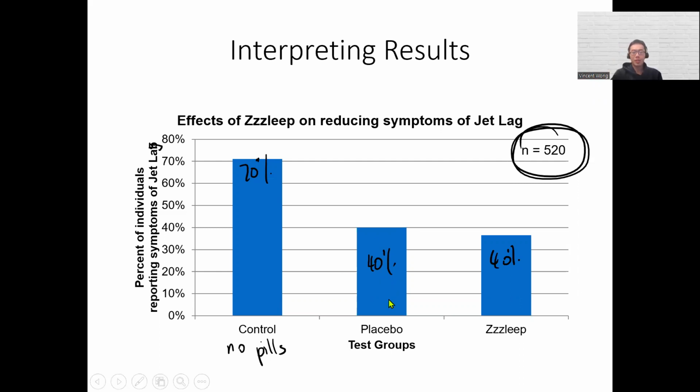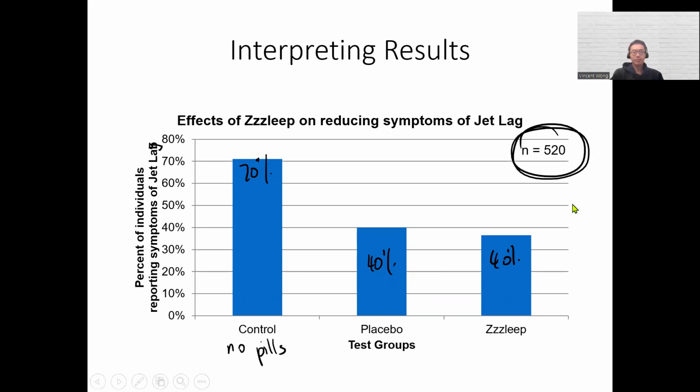It's like giving ice cream to my daughter for the toothache. You understand? It's not the pill that's doing it. It's just the fact that you're telling these people, taking this will help you sleep. That's what's reducing the symptoms of jet lag. So if both the placebo and the actual pill were able to improve the jet lag symptoms, then the pill doesn't work. I don't need the pill. I can just take the sugar and it will work.